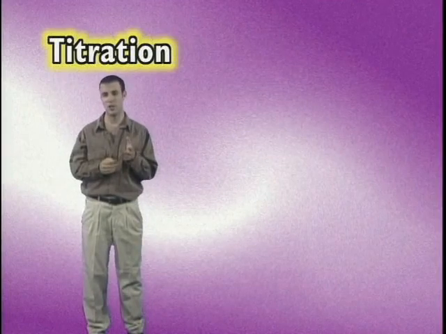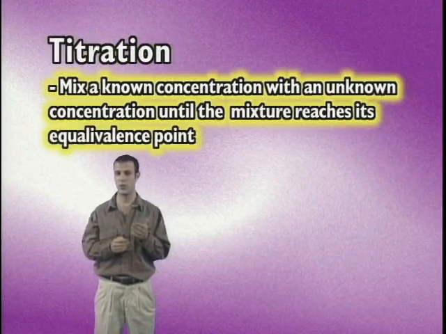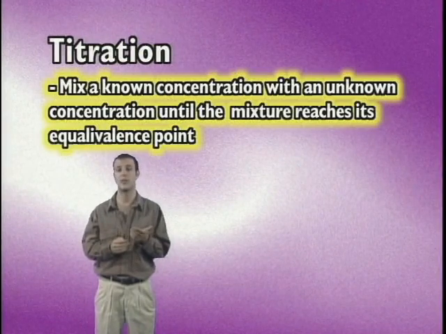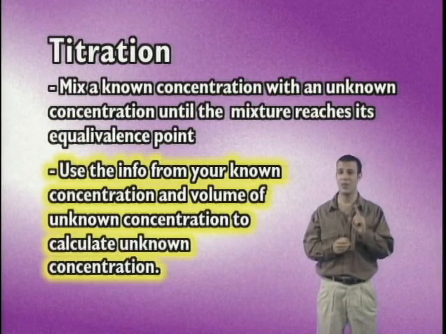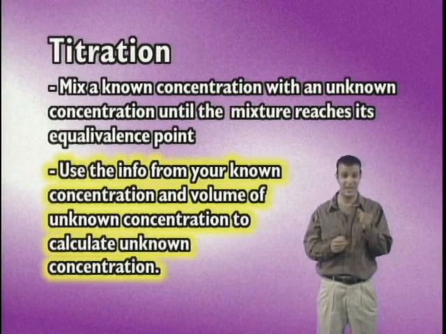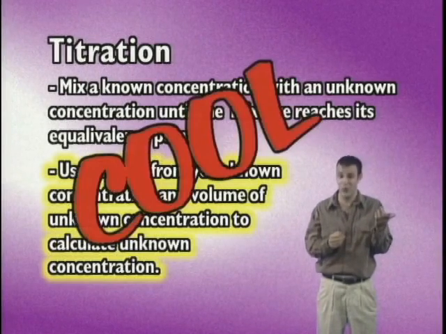When you do a titration, you mix a known concentration with an unknown concentration until the mixture reaches its equivalence point. Then, you use the information you have from your known concentration, along with the volume of the unknown concentration needed to make the mixture reach the equivalence point, to calculate the unknown concentration. Cool, huh?